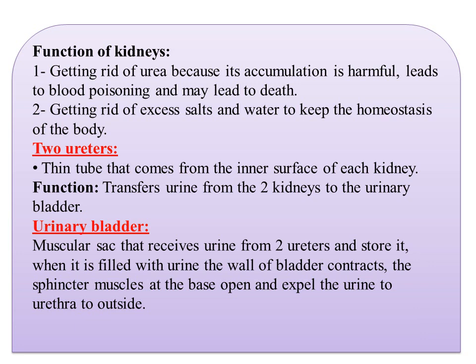The urinary bladder is a muscular sac that receives the urine from the two ureters and stores it. When it is filled with urine, the wall of the bladder contracts and the sphincter muscle at the base opens and expels the urine to the urethra, then to outside. And take care that the muscle in the wall of the urinary bladder is a type of muscle called smooth muscle, which is involuntary muscle. It means it contracts and relaxes without the control of the body.